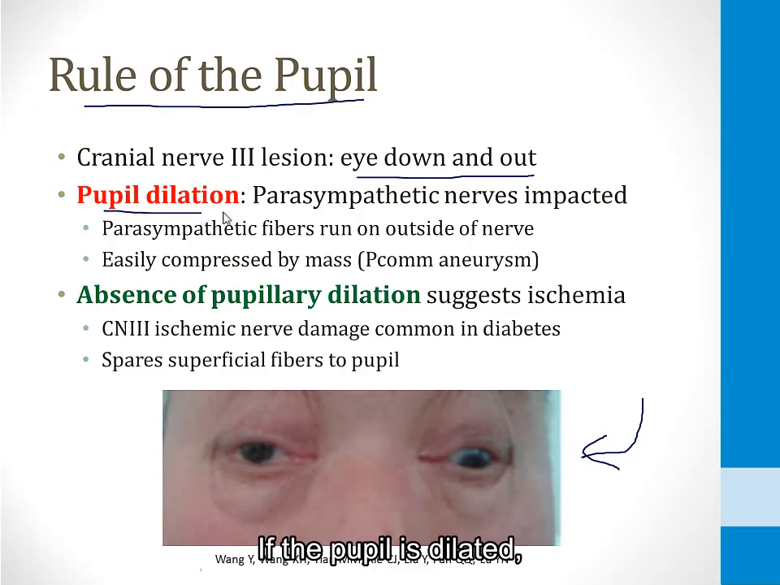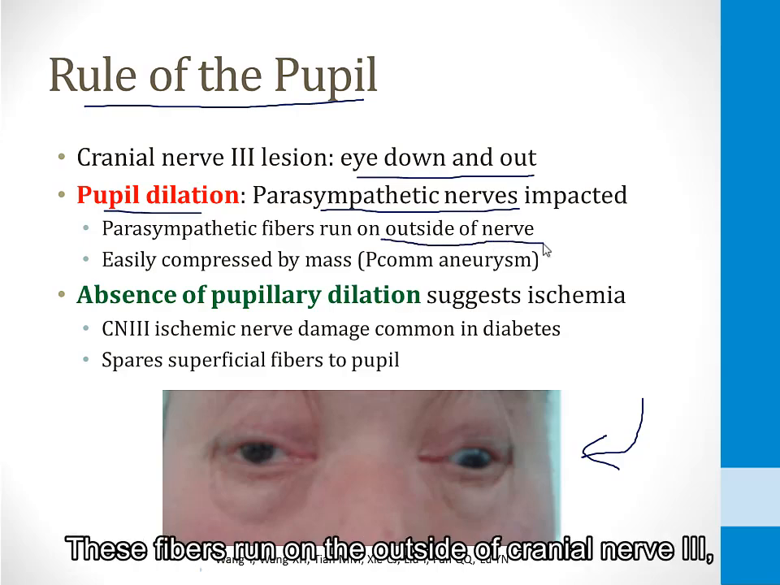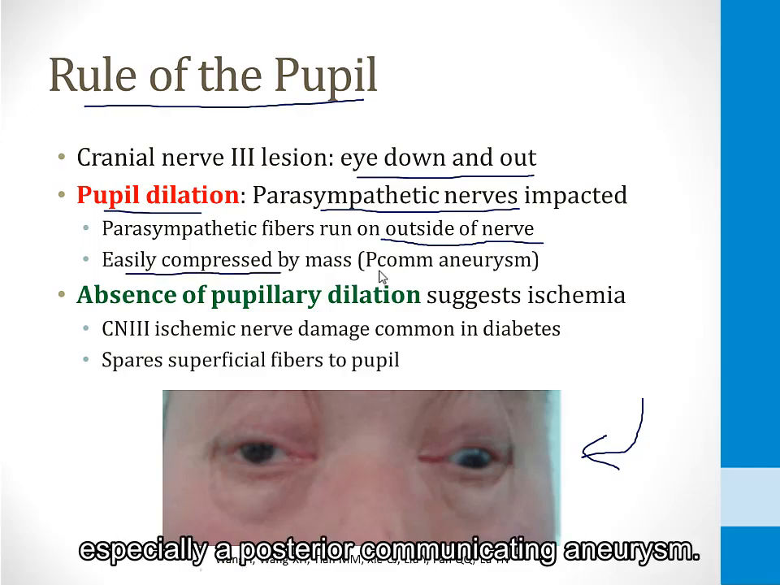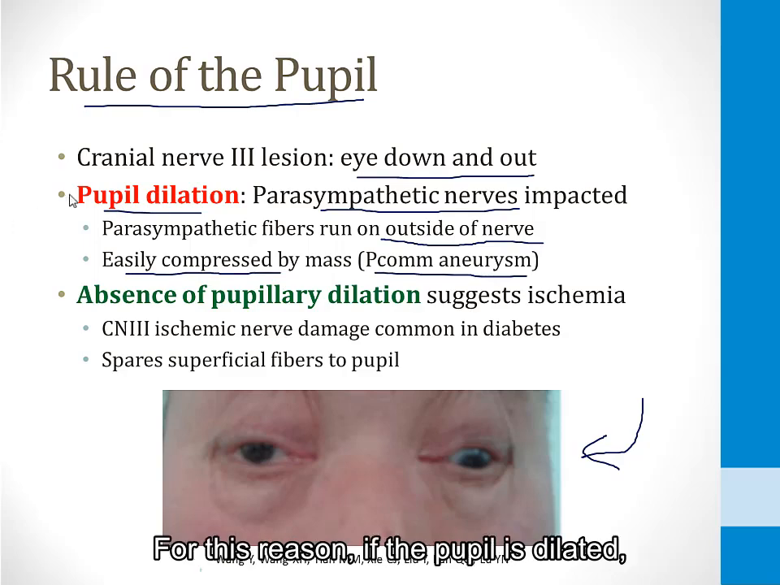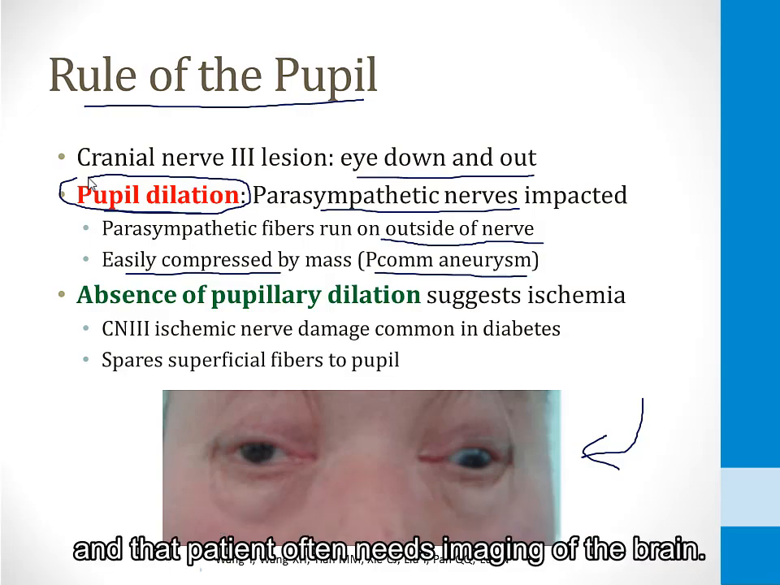If the pupil is dilated, this means the parasympathetic nerves that travel with cranial nerve 3 are impacted. These fibers run on the outside of cranial nerve 3, and therefore they are easily compressed by a mass, especially a posterior communicating aneurysm. For this reason, if the pupil is dilated, you must consider that the patient may have an aneurysm, and that patient often needs imaging of the brain.